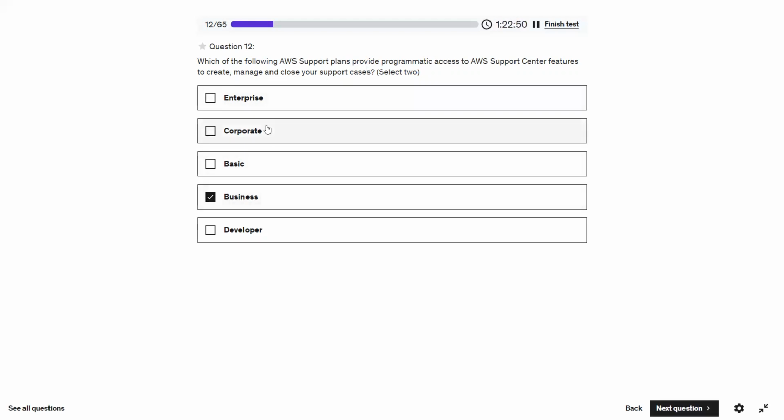So we have Business and Enterprise. Basic is very basic. Developer is there, but Corporate is not such a plan; it is a distractor option. We need to select two, so we will go with the top two levels, Business and Enterprise.